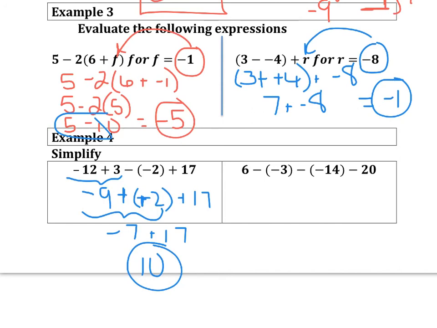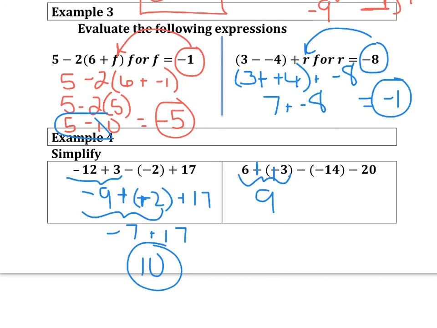In this last example, we also do not have any other operations other than subtraction, actually. So we're just going to move from left to right. So we will start with 6 minus negative 3. Again, we have the double negative. Subtraction changes to addition. We switch the sign of the second integer. 6 plus positive 3 is just 9.